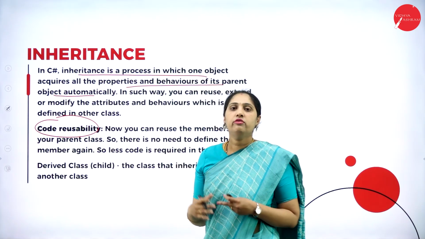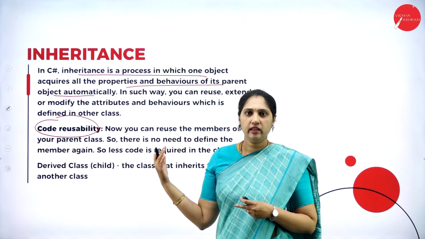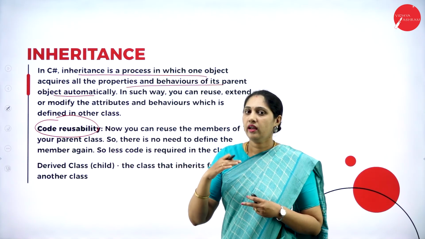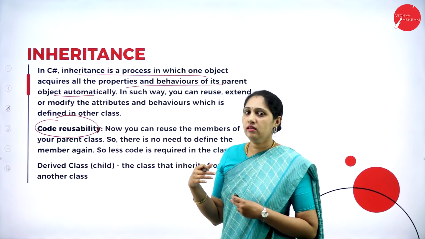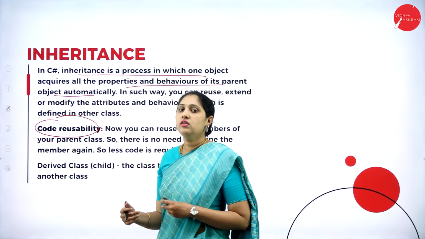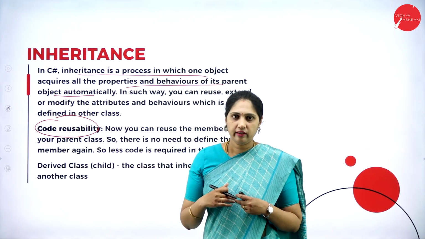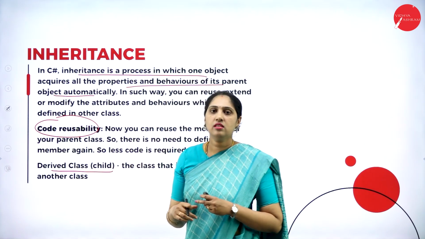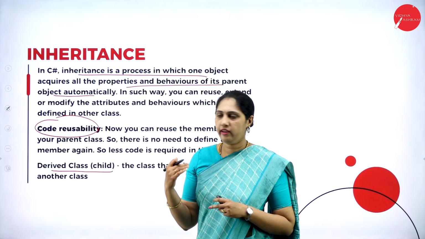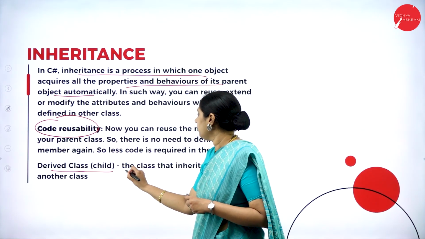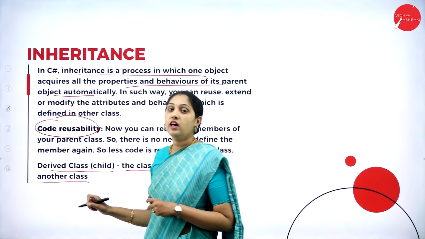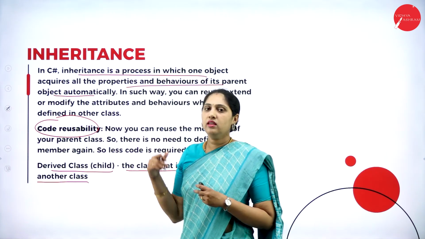So how will I get the code reusability? I can use the method which is defined. In order to use the method, I have to inherit the base class. So if I inherit, I will be the derived class. That is, the derived class is the child. It is the concept of parent and child. So the derived class is the class that inherits from another class. You can see it with an example.